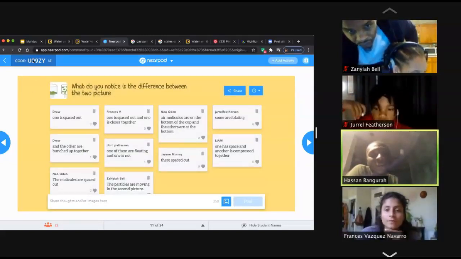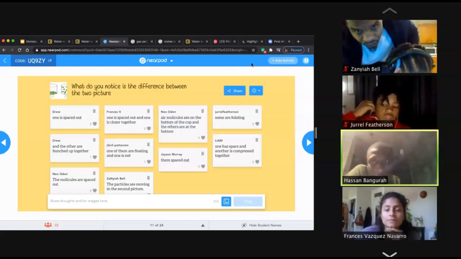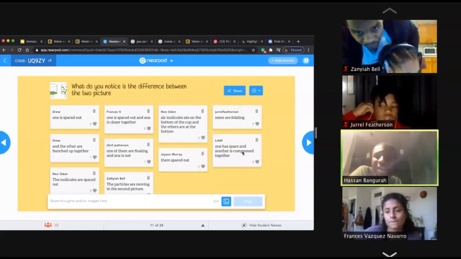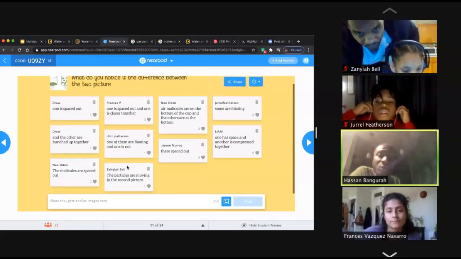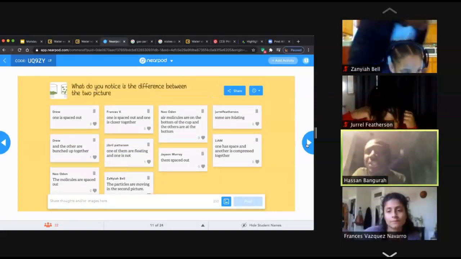So yeah, we get a lot of different answers. One is spaced out, the other is closer together. Somebody said they're air molecules. One is compressed together. Well, I like that word, compressed. I wonder where else we've seen that word. Some people think the particles are moving. Okay, great. So now let's talk about it.